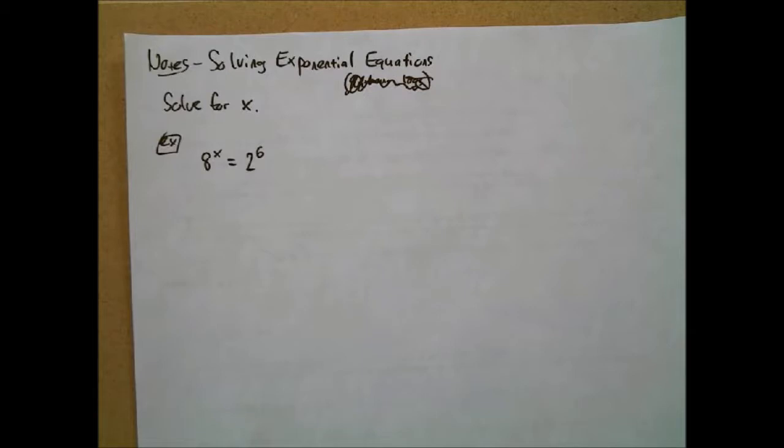So we want to solve this equation for x, for example. All right, 8 to the x equals 2 to the 6th. Ideas here? How would we solve something like this? Jenna? Find out what 2 to the 6 is and then make the other one equal. Okay, so figure out what 2 to the 6th is. So 2 to the 6th is 64.